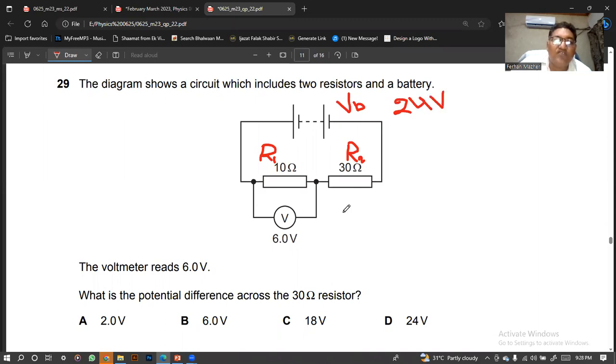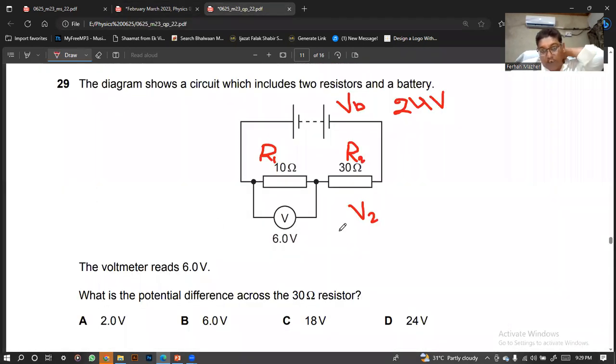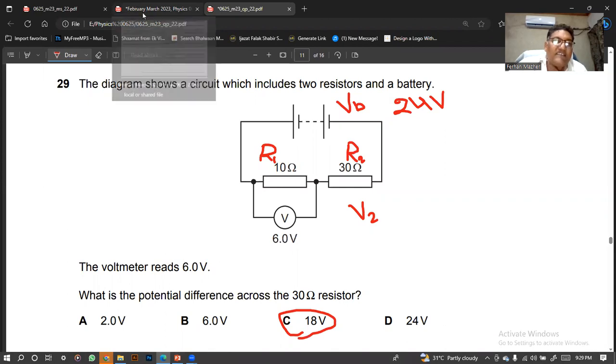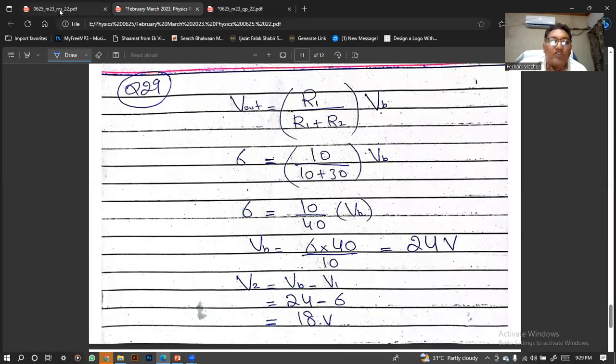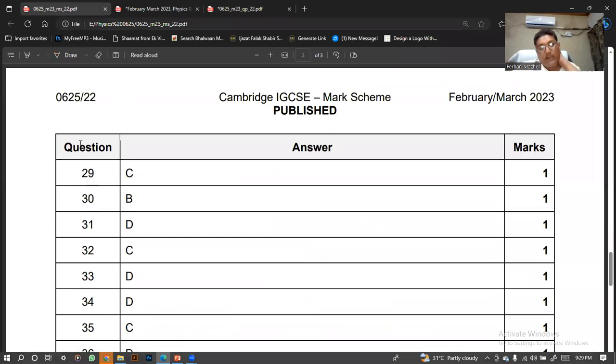So what is the voltage drop across the 30 ohm resistor? Out of 24, 6 volts are dropped across R1. So how much will be here? That will be 24 minus 6, and that will be 18 volt. So the voltage drop across the R2 will be 18 volt, and we think C is the right option, sir. 18 volt, C is the option. Question number 29, C is the right option.